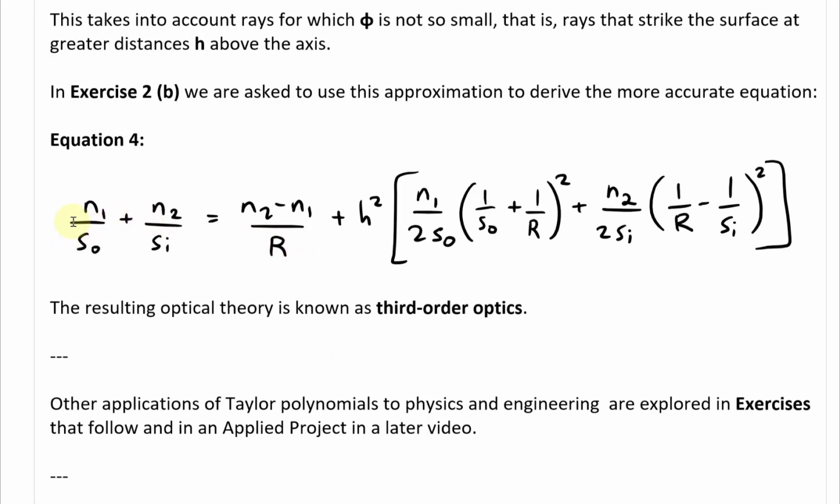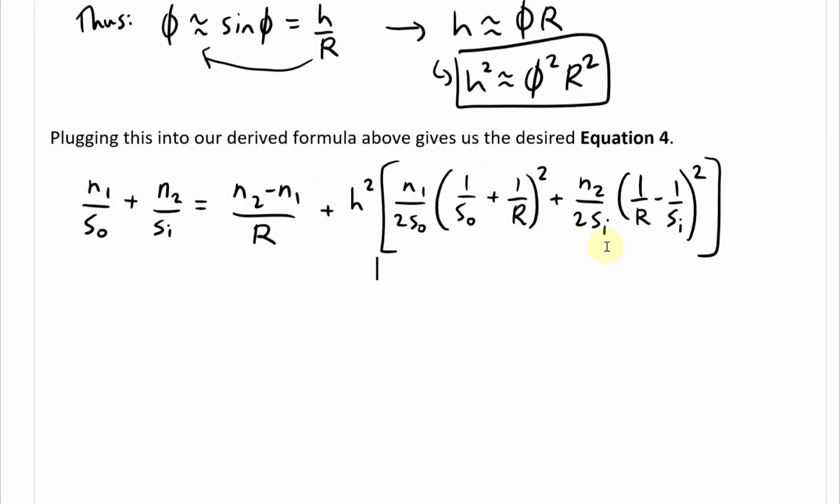So there's the n1 over s naught plus n2 over s_i, then (n2 minus n1) over r plus h squared times my bracket, n1 over 2 s naught times (1 over s naught plus 1 over r) all squared, plus n2 over 2 s_i times (1 over r minus 1 over s_i), then all squared. And it looks like it's exactly the same, so I'm going to put a check mark. If you see any errors, let me know. Or don't let me know, because it's pretty good. I'd rather believe it's all right.